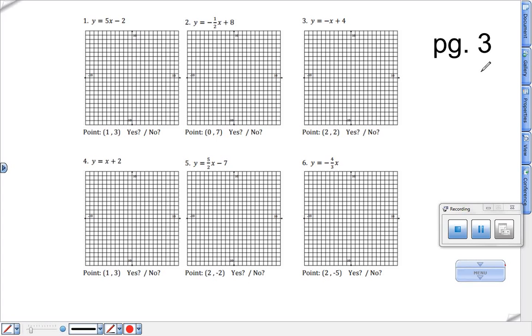All right, for tonight's homework, I'm going to start with page 3. Start by graphing these, looking at the y-intercept, and then looking at the number in front of x, the slope, to get my rate of change and get another couple points. Graph it, and then see if my point works.